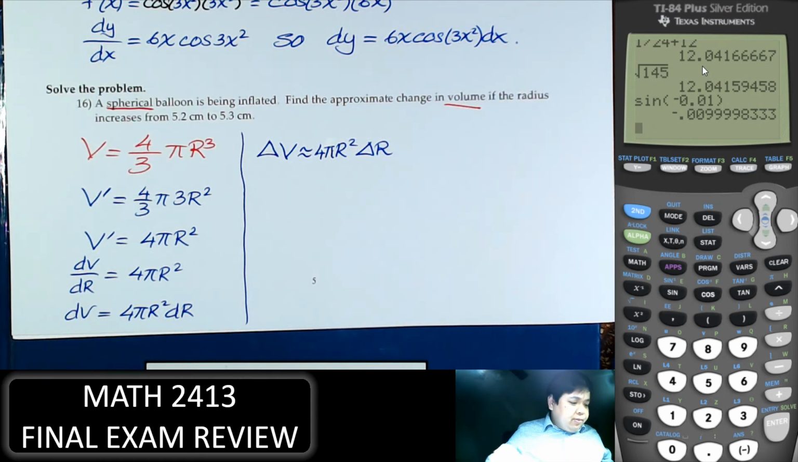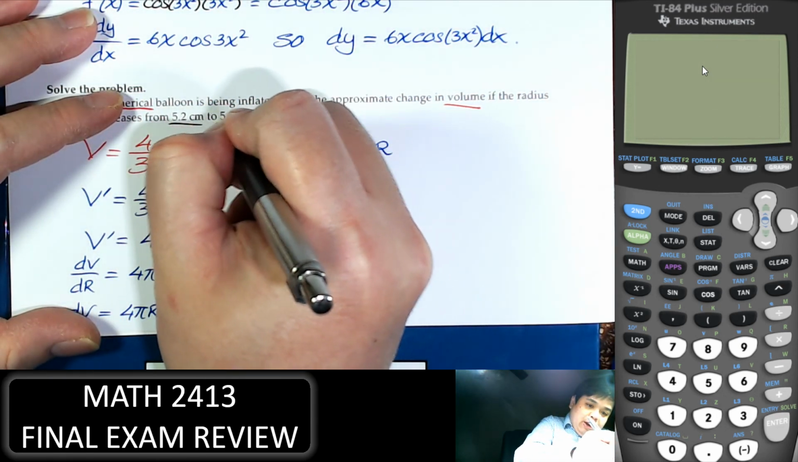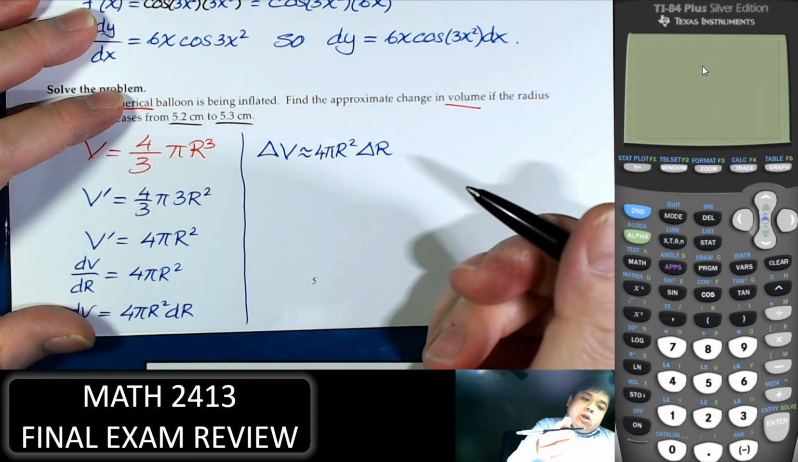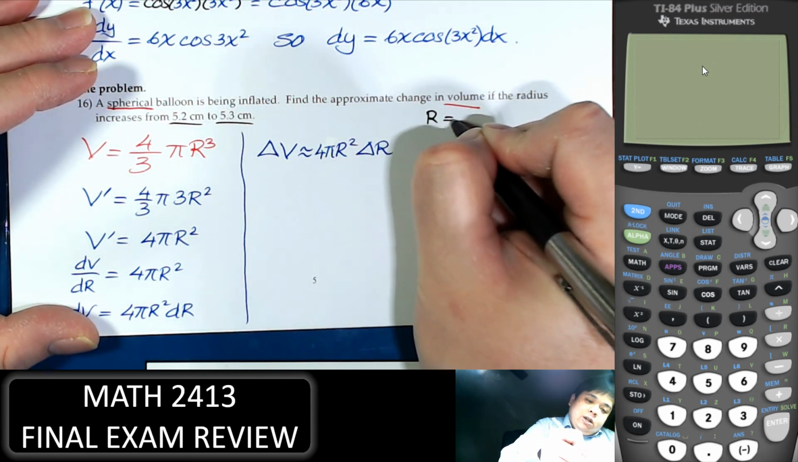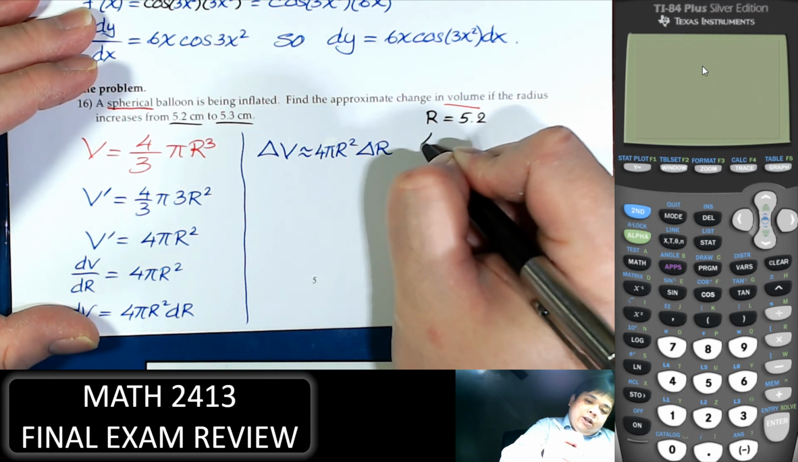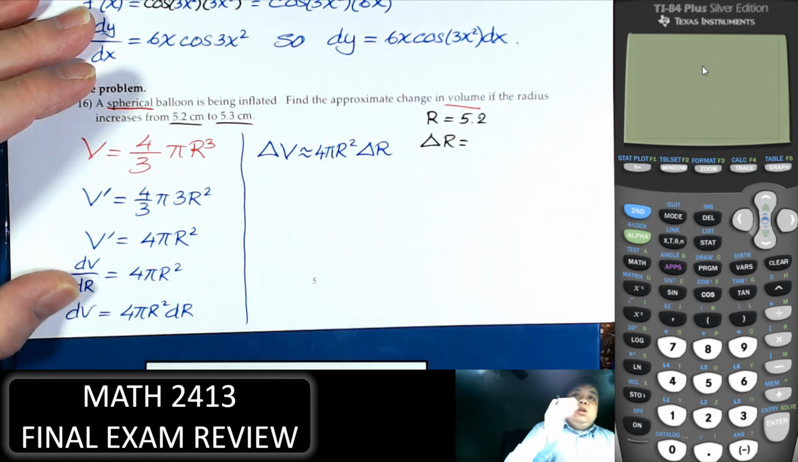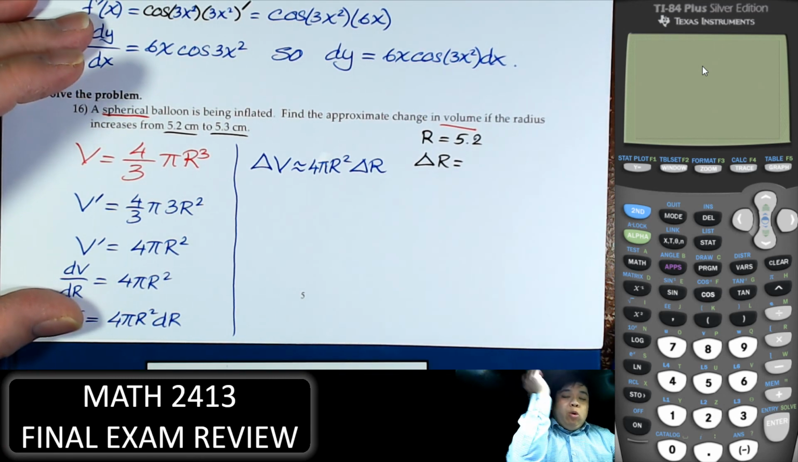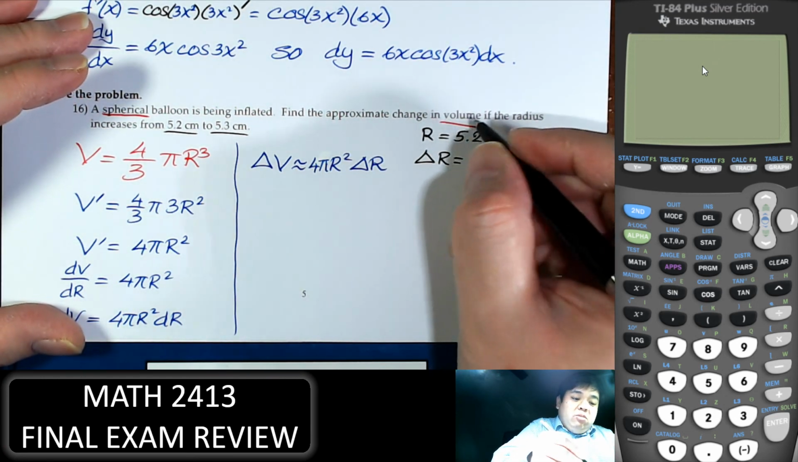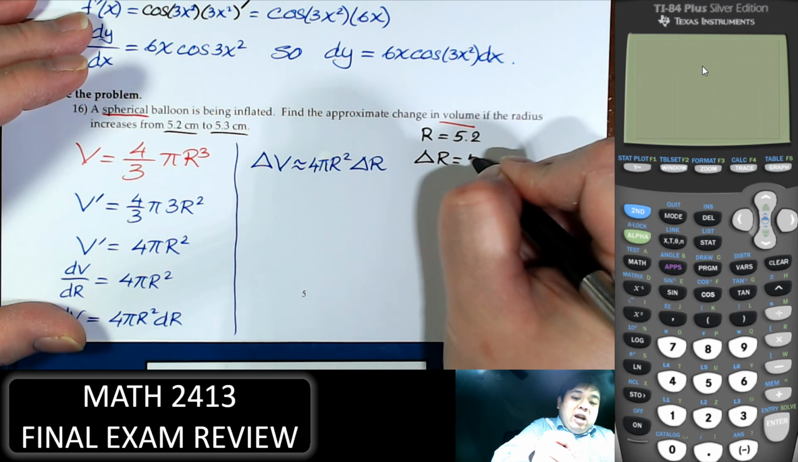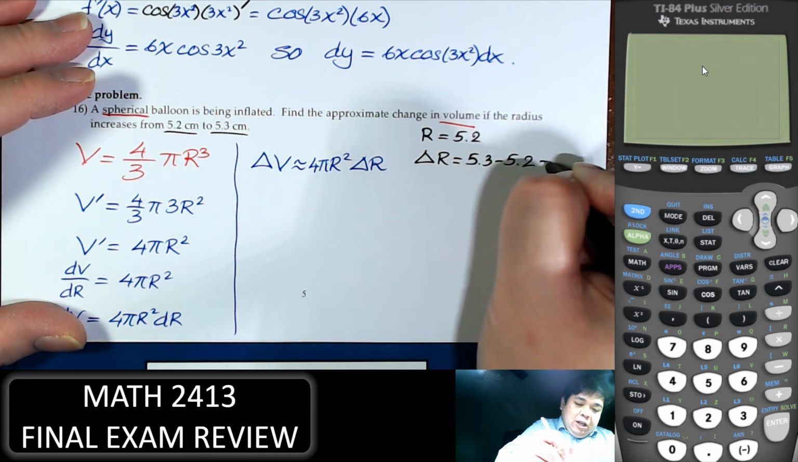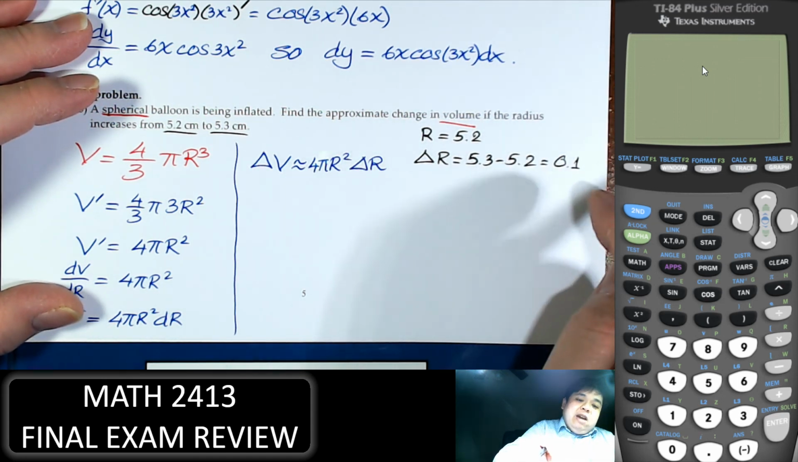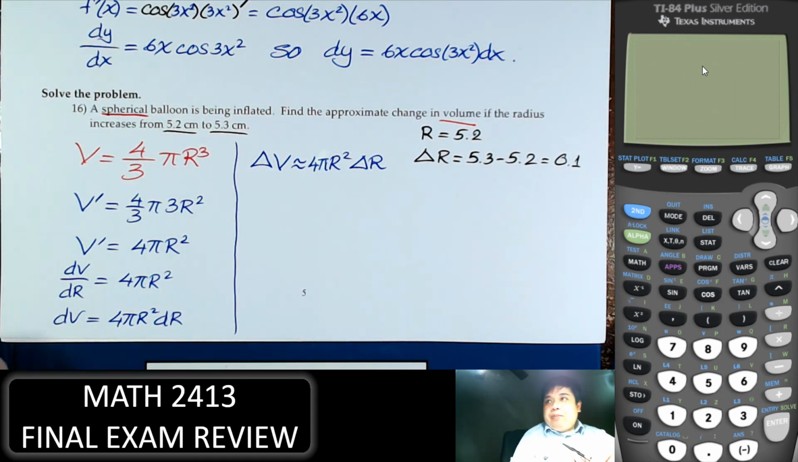Right. Now we go from 5.2 to 5.3. So in that case we say r is equal to 5.2, and delta r, it goes from 5.2 to 5.3. So the new value minus the old value gives us the delta. The new one minus the old one is 0.1. Right? We have everything, we can put it back in here.